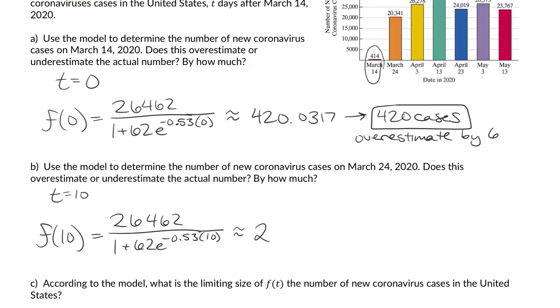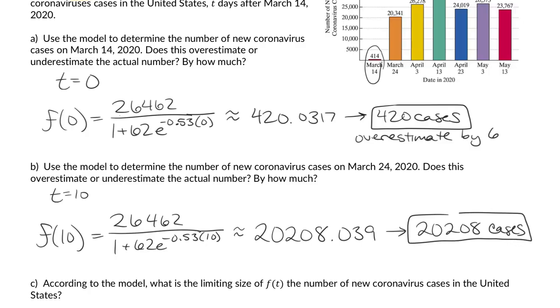We should get 20,208.039, which of course will round to the nearest whole number integer because it's cases of COVID. So 20,208 cases. If we compare that to the actual data on March 24th, did our model over or underestimate? This time it underestimated by 133. A little bit more off that time.